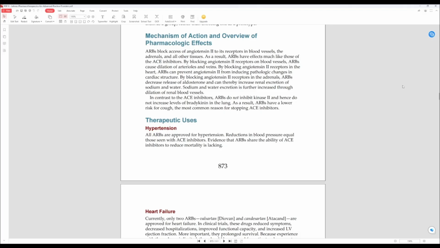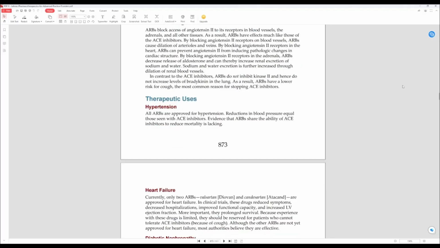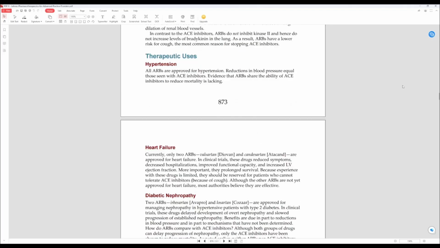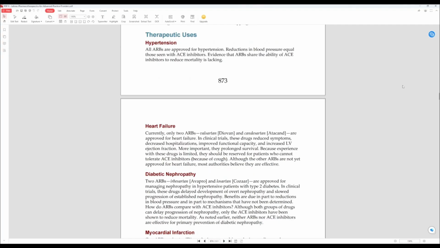So what are the therapeutic uses of ARBs? All ARBs are approved for hypertension. The reduction in blood pressure equals that seen when using an ACE inhibitor. Evidence that ARBs share the ability of an ACE inhibitor to reduce mortality, however, is lacking.